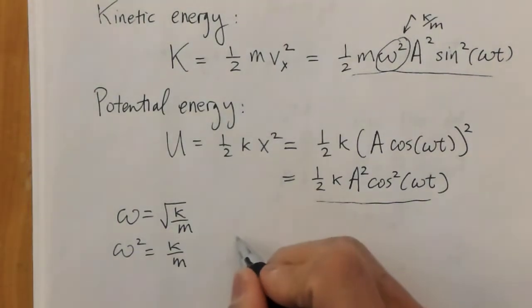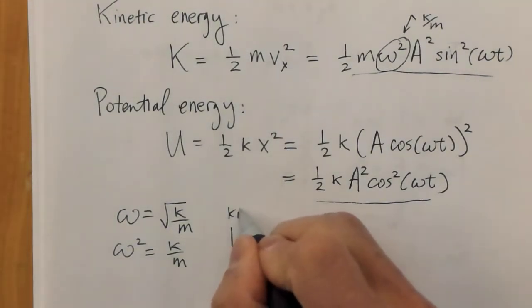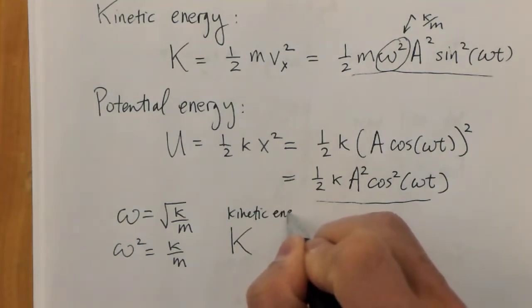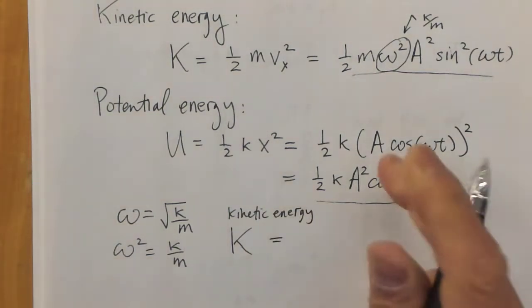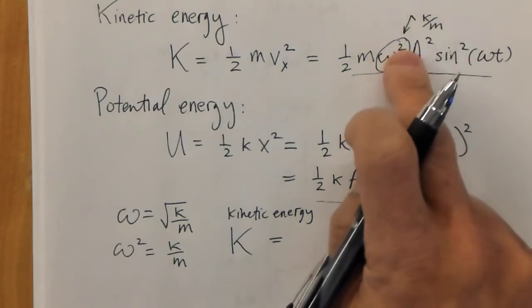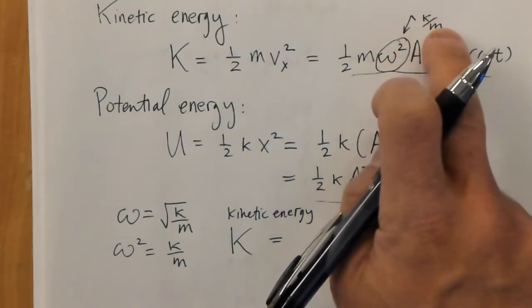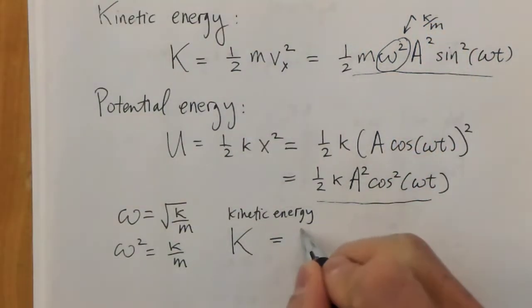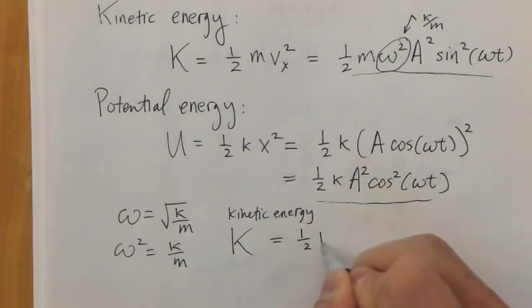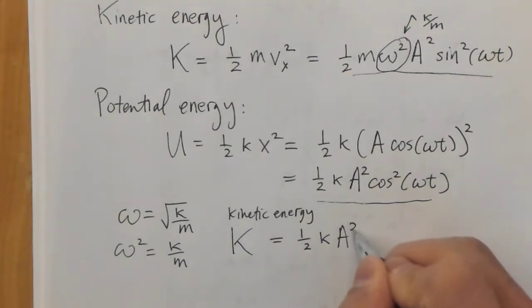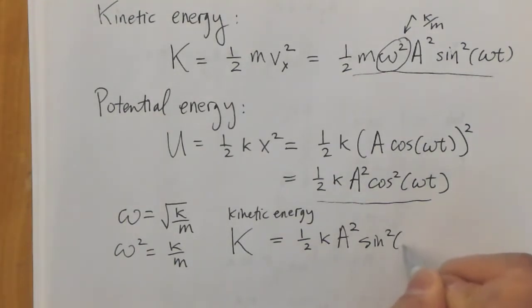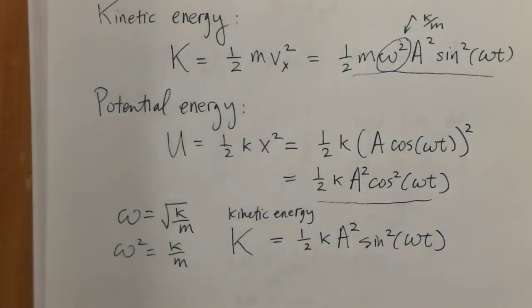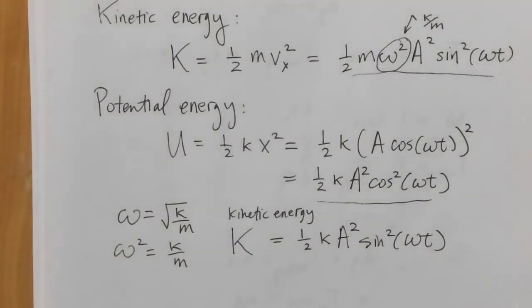So let's rewrite the kinetic energy. Instead of writing omega squared, I'll write k over m. That's kind of nice because the m's cancel. And I get 1/2, and then I get a k, an a squared, and sine squared of omega t. Questions about that?